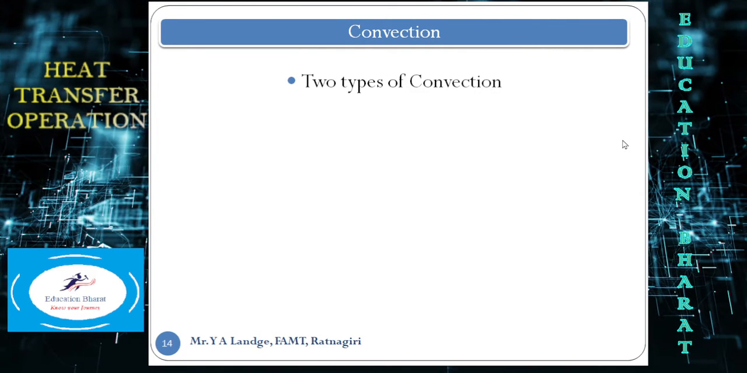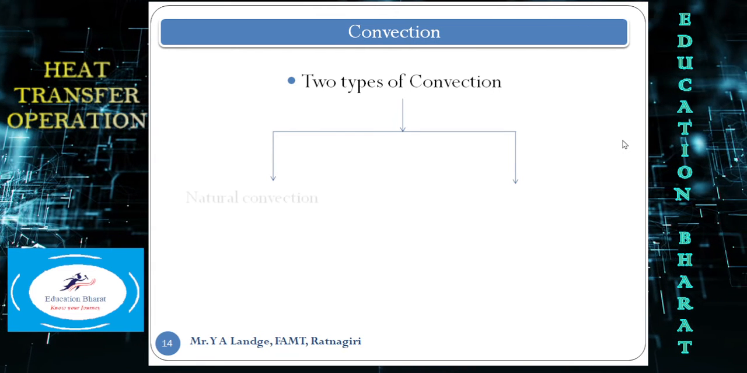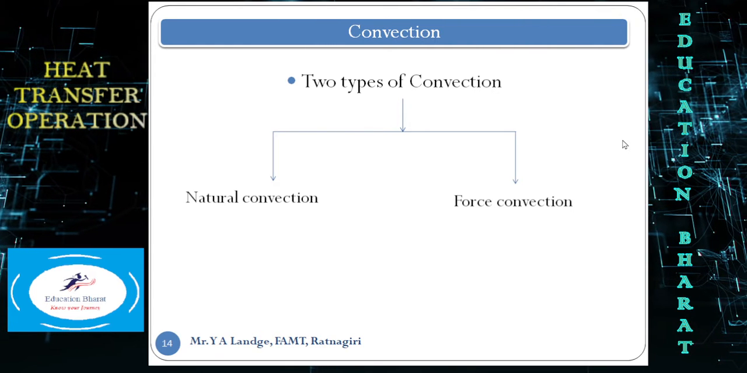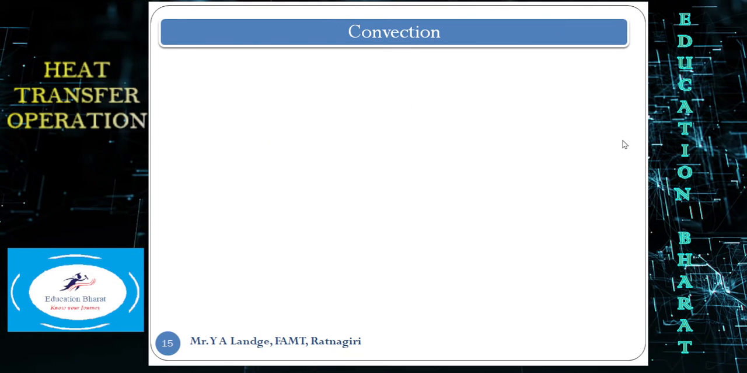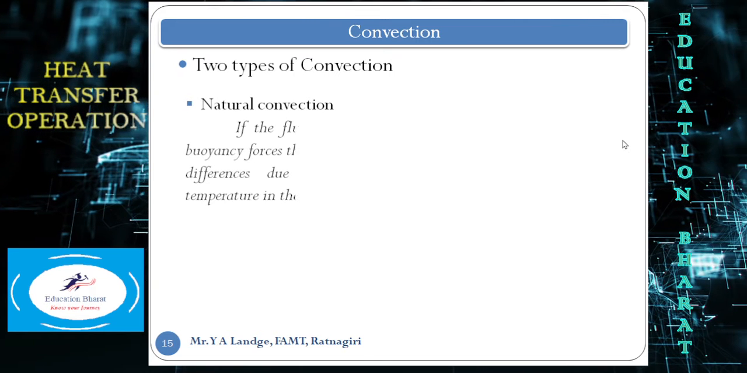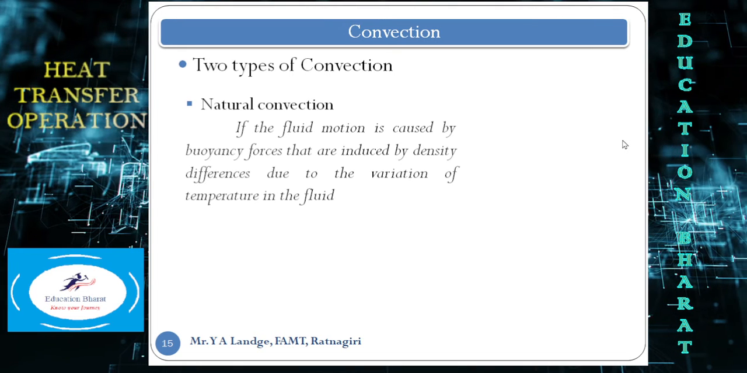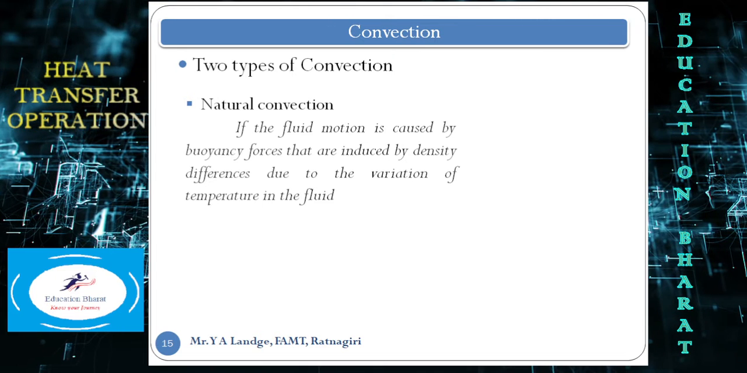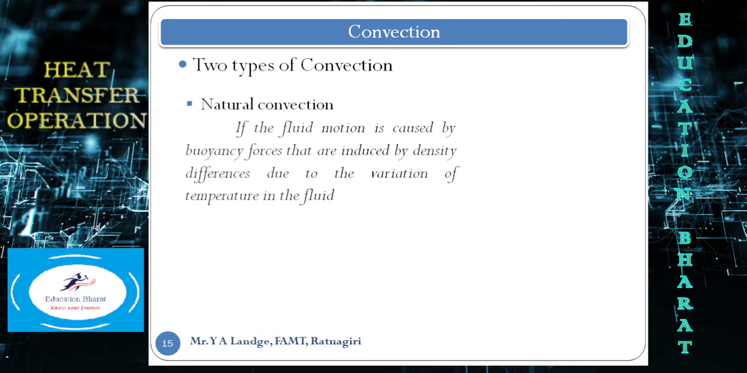Now there are two types of convection. One is natural convection, and the other is forced convection. Let's see the difference between natural convection and forced convection. What is natural convection? If the fluid motion is caused by the buoyancy forces that are induced by the density difference due to the variation of the temperature in the fluid, we call it natural convection.